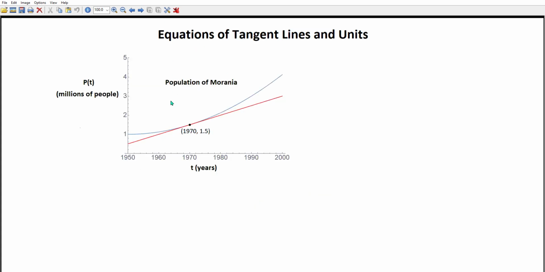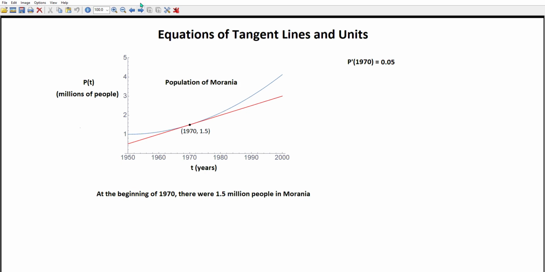Let's look at the following graph, which gives the population of Morania in terms of the year. So what we can see here is at the beginning of 1970, there were 1.5 million people in Morania. That's what this point (1970, 1.5) means. Now you'll see this red line is a tangent line. And suppose we know that that slope is 0.05.